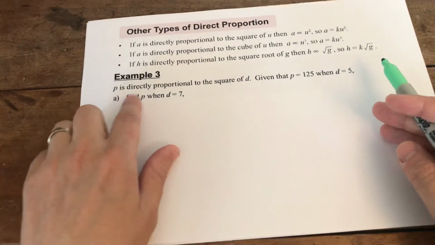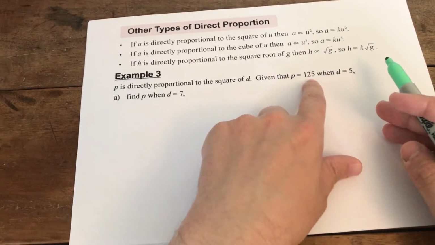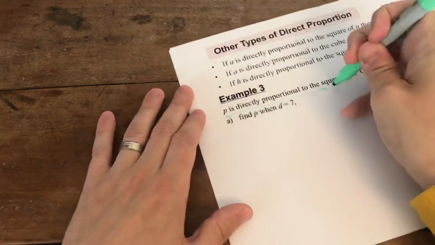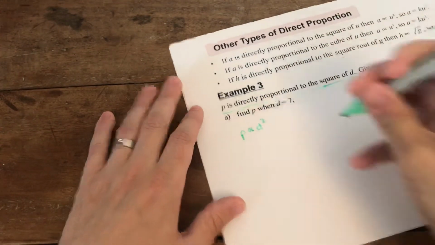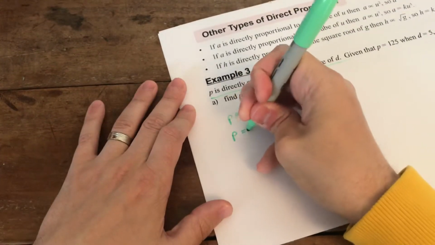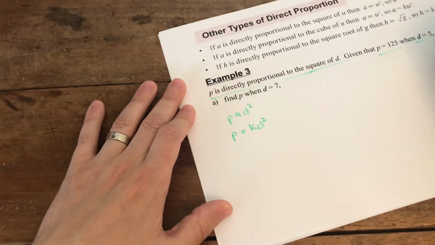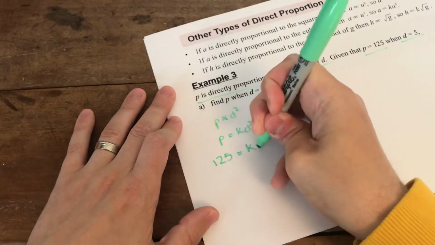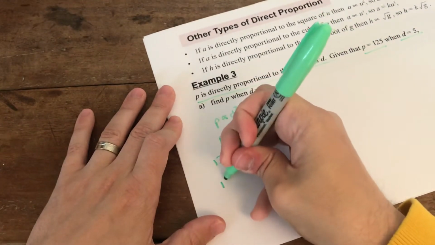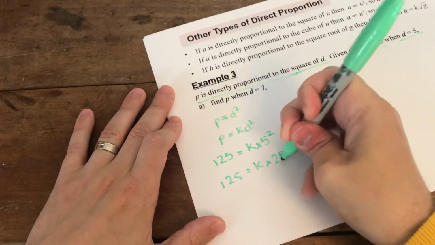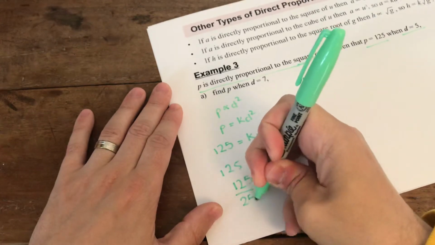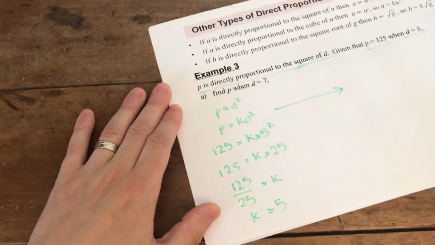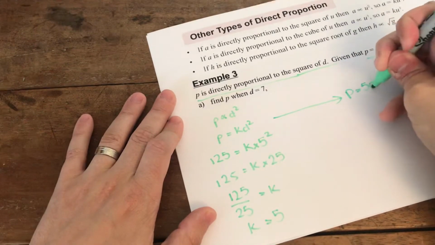If we look at this question, it says p is directly proportional to the square of d. Given that p is 125 when d is 5, you're asked to find p when d equals 7. We start off by writing out our statement for proportionality. p is proportional to d squared, p therefore equals k d squared, and then we take our values and substitute them in. So 125 equals k times 5 squared, 125 equals k times 25, and then we divide through by 25 to work out k, and k equals 5. We then put that back in and work out that p equals 5d squared.